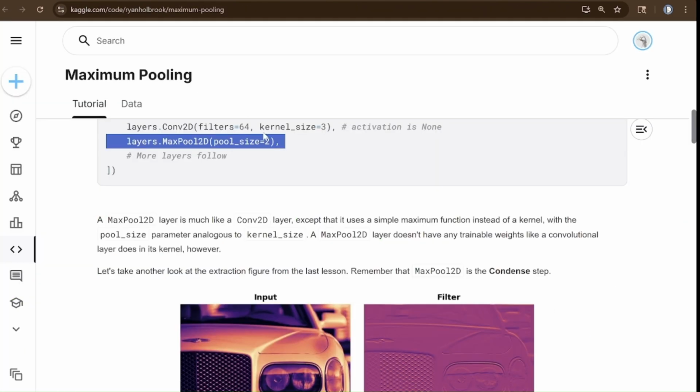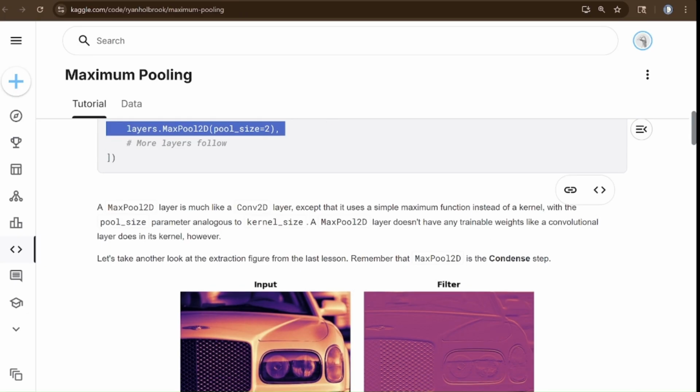But in the max pool 2D layer, it is a simple maximum function. We will understand. Okay. And with the pool size parameter analogous to kernel size. And a max pool 2D layer doesn't have any trainable weights. Nothing like that. You will understand that.